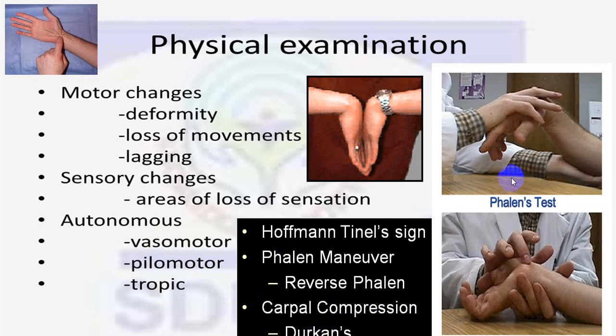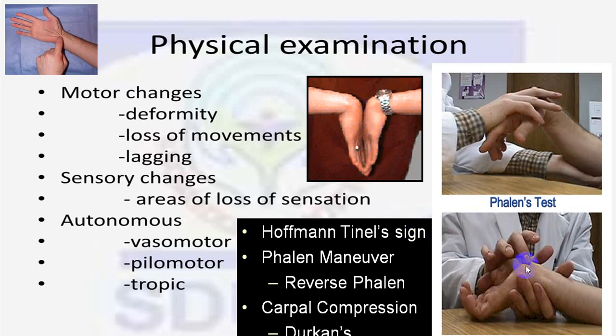So you will have a Phalen test positive, Tinel test will be positive, or Tinel sign will be positive. It is also described as Tinel test, Tinel sign, or Hoffmann-Tinel sign. And this is Phalen test or Phalen maneuver or reverse Phalen maneuver. And there is a carpal compression called Durkan's. Will be showing you that. So this is typical Phalen's.